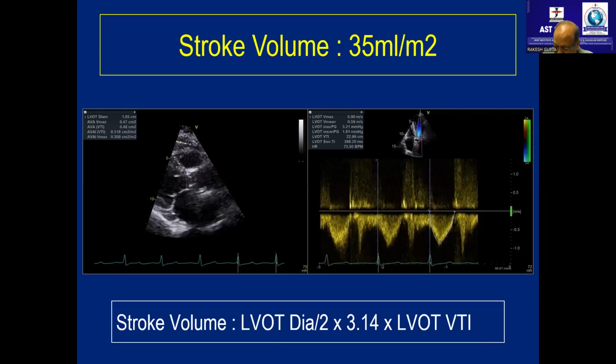Correct? So in this, we have to take the LVOT VTI by pulse wave Doppler, site specific at the LVOT. So for getting aortic valve area, we do not measure aortic valve diameter. Wait a minute. Let me just go ahead further. Yes, sir.